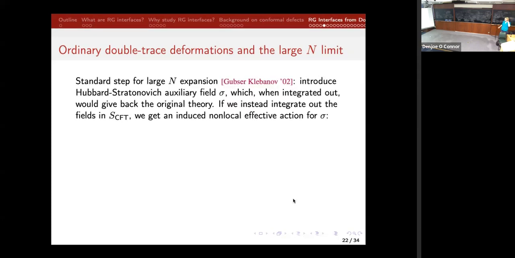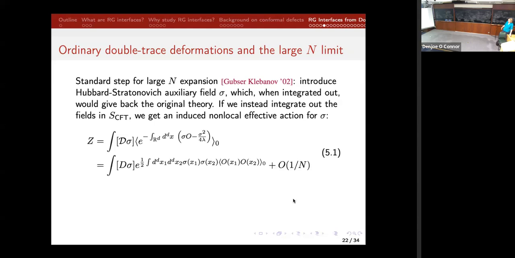The standard setup for a large N expansion, just to review, is to introduce a Hubbard-Stratonovich auxiliary field, which I'll call sigma. When integrated out, it gives back the original theory. But if instead you integrate out the fields that the original theory depends on, you get an induced non-local effective action for sigma. Here the brackets with the O subscript are evaluated in the CFT path integral.